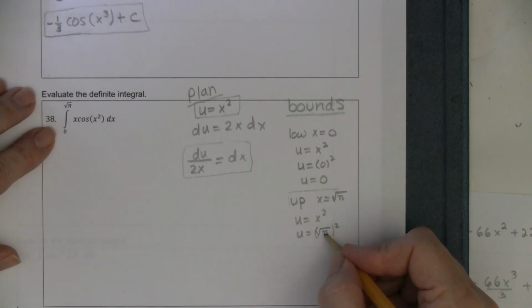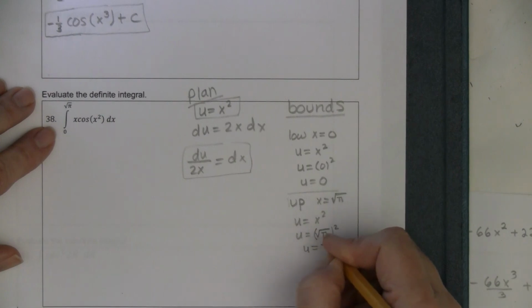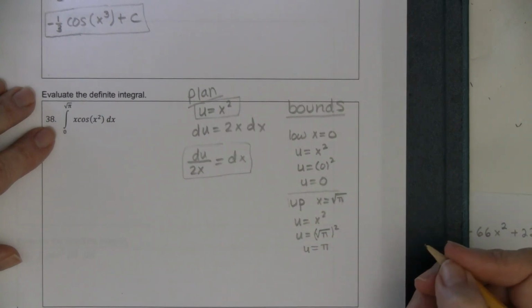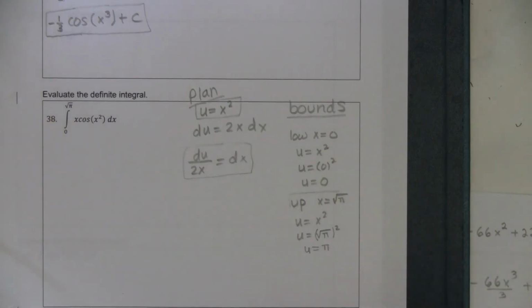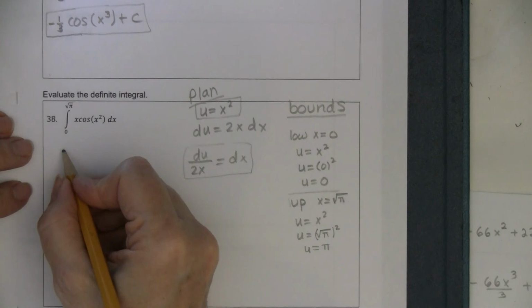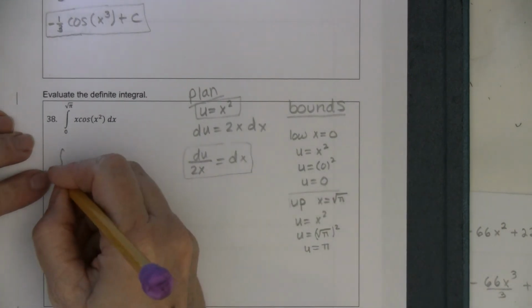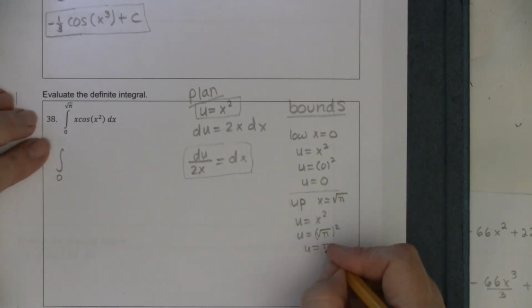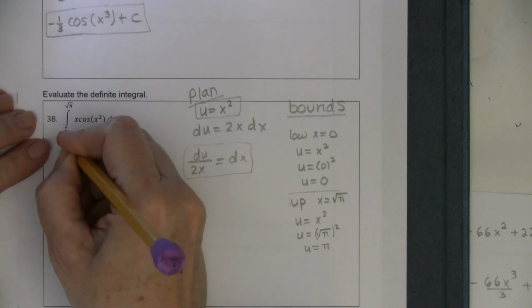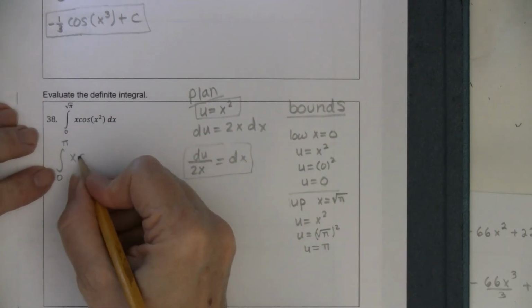The square root of pi squared is pi, right? So this is u equals pi, and that's my upper bound for when I have u's. So when I go do all my substituting, I'm going to substitute all of this stuff in. So let's see what we have. My lower bound is 0, a coincidence that they're the same. My upper bound is pi. And then I have x, which I'm hoping to get rid of.